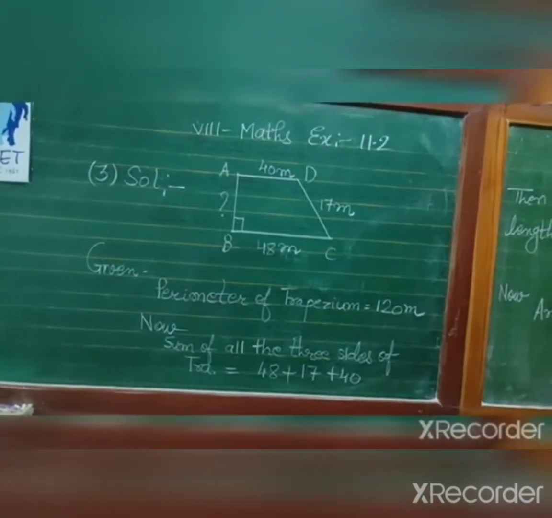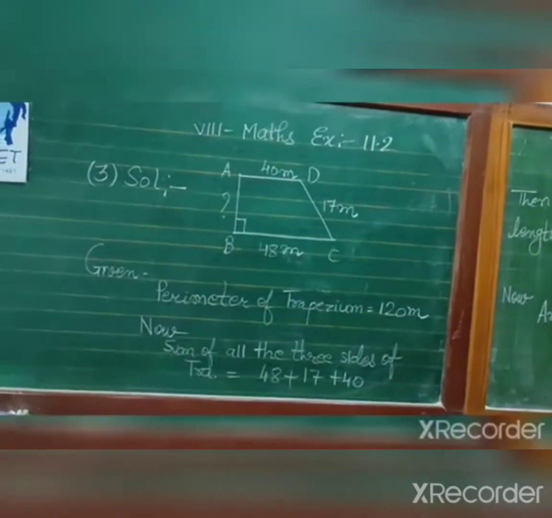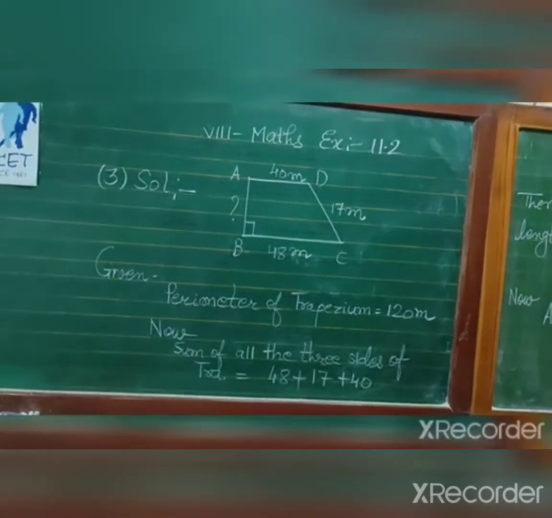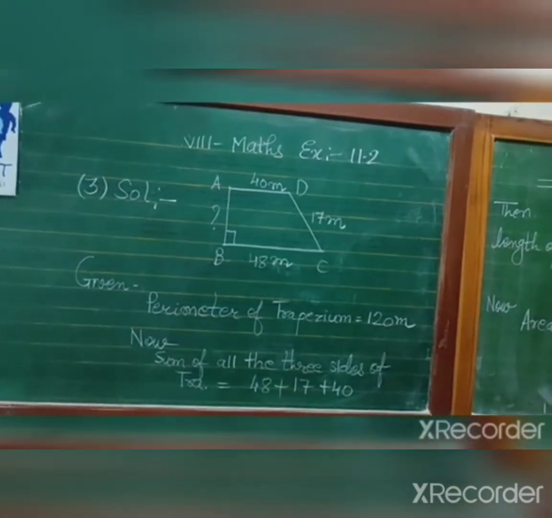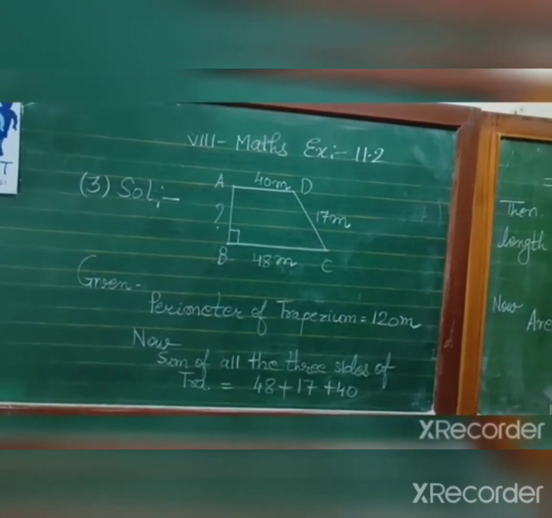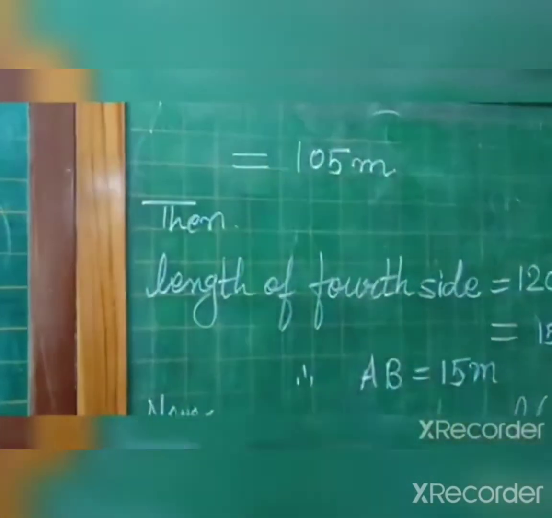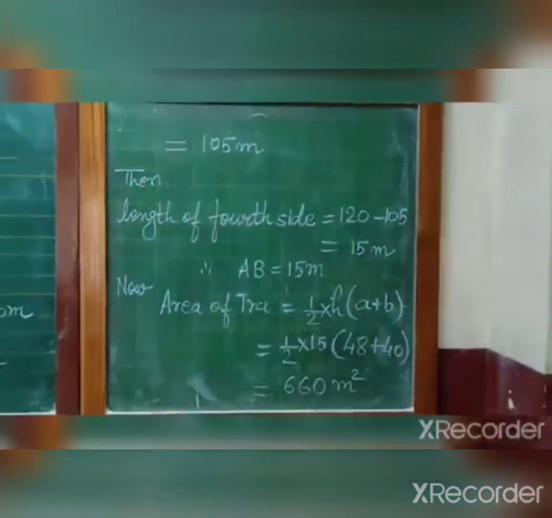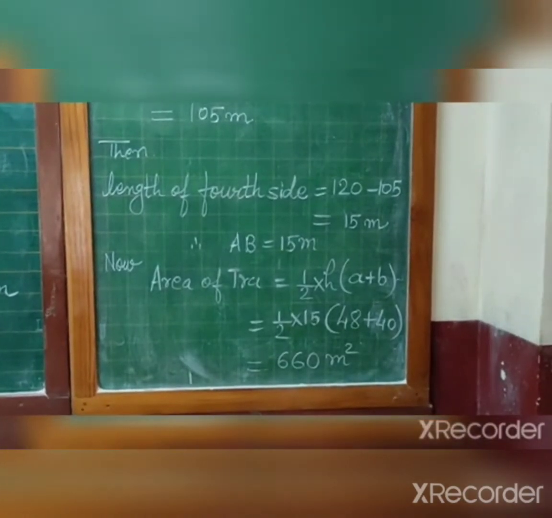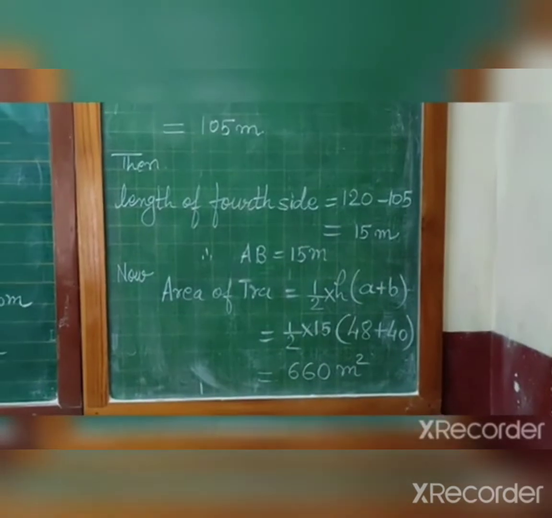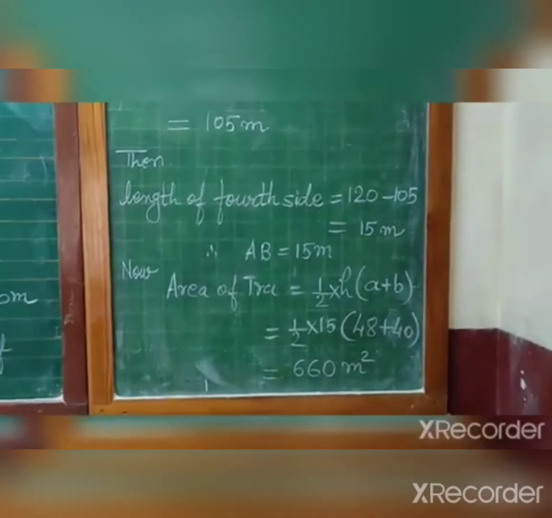Now sum of all the three sides of trapezium is equal to 48 plus 17 plus 40 from the figure. You can write in this way also. In trapezium ABCD, the perimeter of trapezium, or you can write the sum of the three sides is equal to BC plus CD plus AD is equal to this. And when you will add, you will get 105 meter. Then length of fourth side will be, the perimeter is the sum of all 4 sides. Okay, so 120 minus 105 is equal to 15 meter. When you will subtract 105, you will get the length of the fourth side.